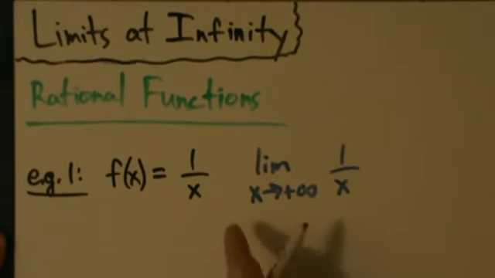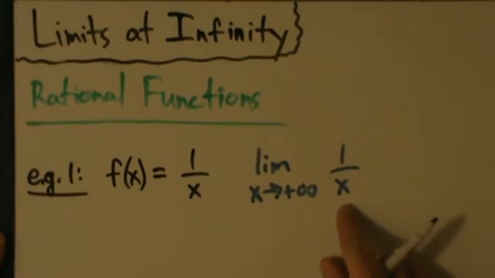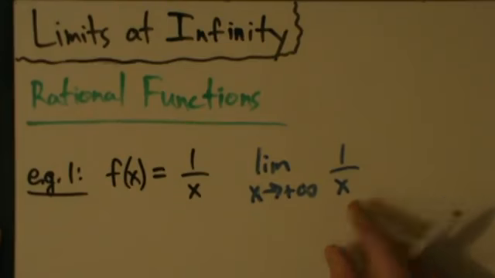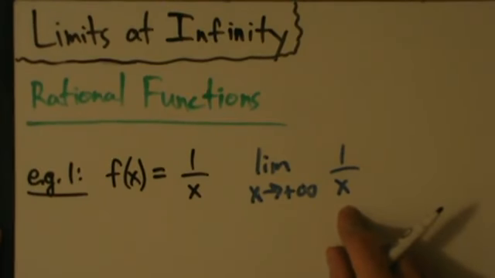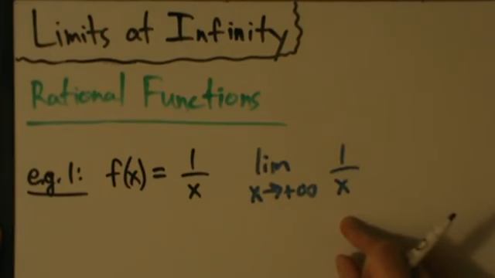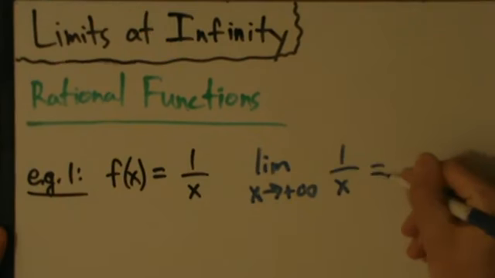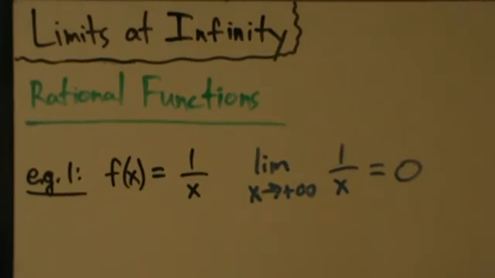And you can try it in a calculator. What if x is 10? Then you have 1 over 10. Okay, 0.1. Not really that small, but what if x is 100? Then you have 1 over 100, 0.01, right? What if x is 10 million? Then you have 1 over 10 million, which is a pretty small number, right? So as x gets larger and larger, 1 over x is getting closer and closer to 0. So this limit then is 0. That's as x goes to positive infinity.